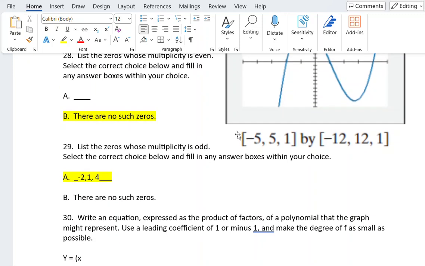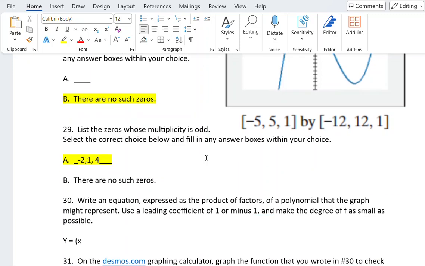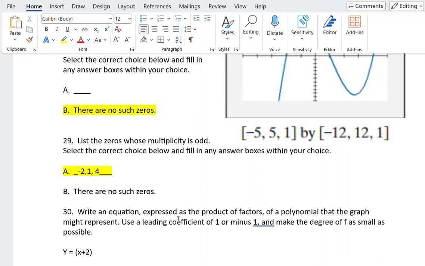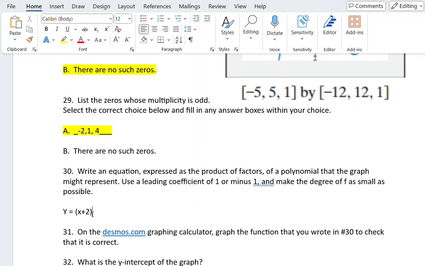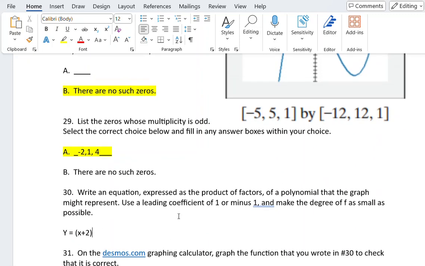So if I have a zero at -2, then that means one set of parentheses is going to be x plus 2. And I know that on the graph it is crossing the x-axis. And I can see that it's going straight through. It doesn't have that little wiggle or flattening out part. If it had the flattening out part and was still going through, then it would have a degree of 3. Since it's going straight through, that means it has a degree of 1. So I could put a power of 1 on this set of parentheses, or I don't need to.